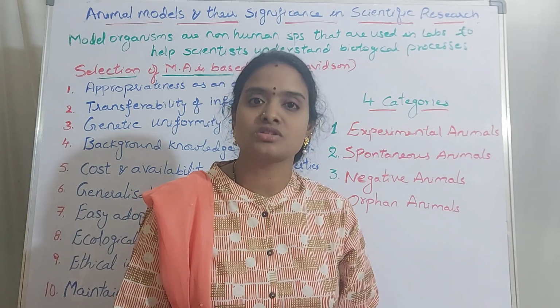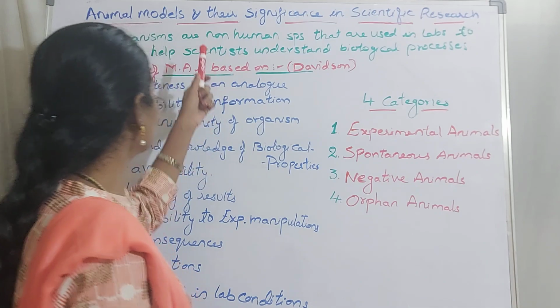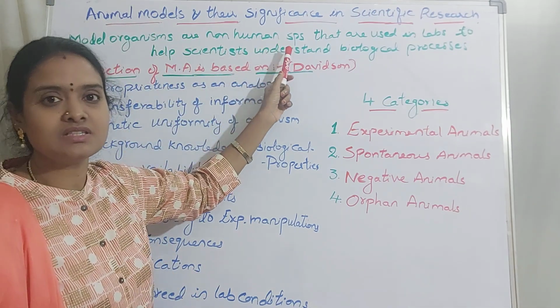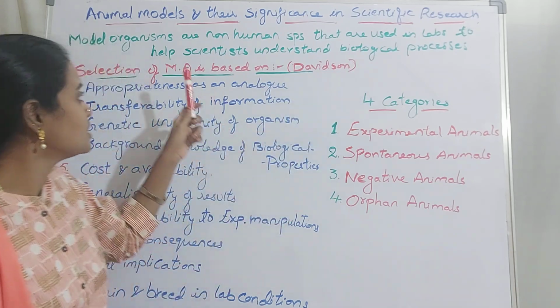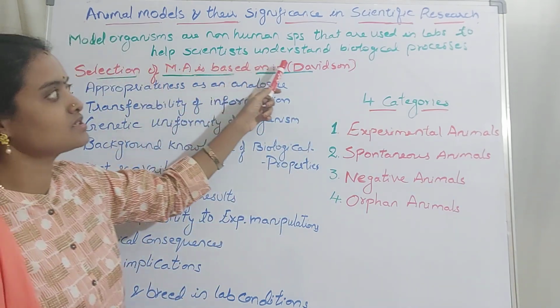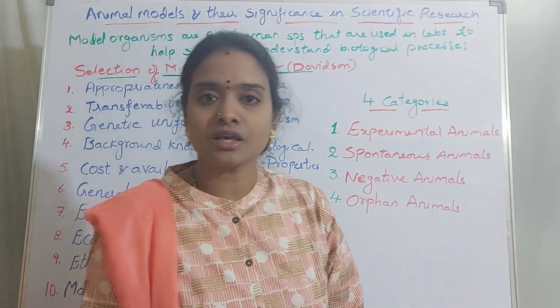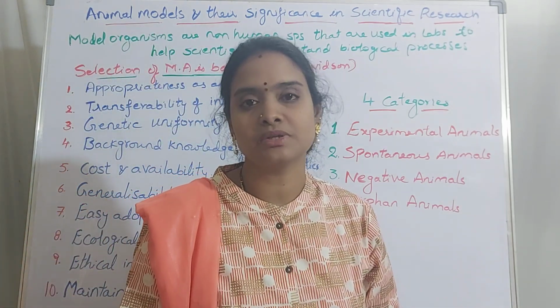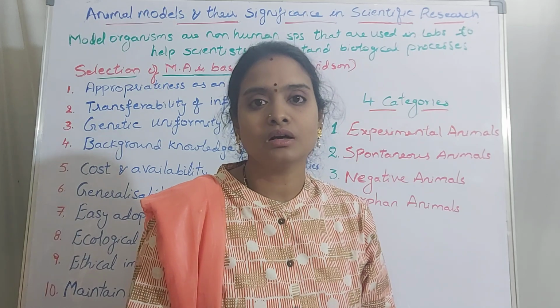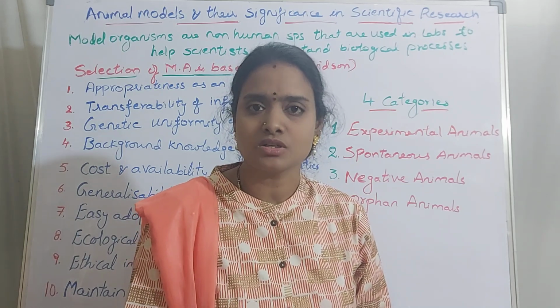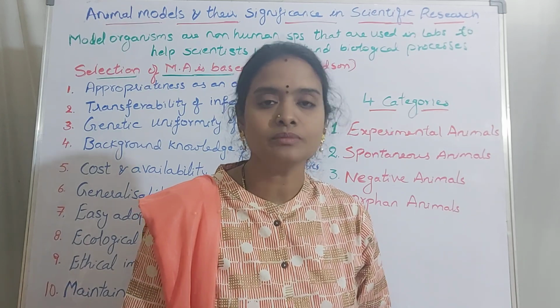any new surgeries. So here you can say that model organisms are non-human species that are used in laboratories to help scientists understand biological processes. When scientists examine or do research on animals, they get more knowledge about the biological processes so that they can implement them on humans.